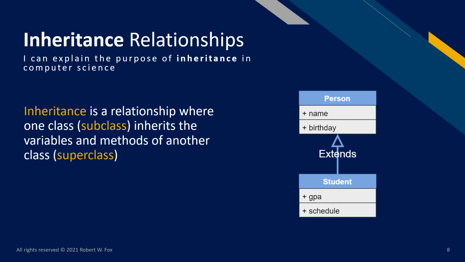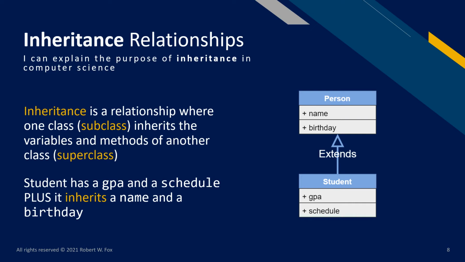Now, notice that in the student class, I did not duplicate the name and birthday, right? There's only 2 instance variables here, not 4. And that's because the inheritance relationship allows the student class, the subclass, to inherit, to obtain all of the variables and methods of the person class. So what that means is that the student has a GPA and a schedule, plus it inherits the name and the birthday from the person class.